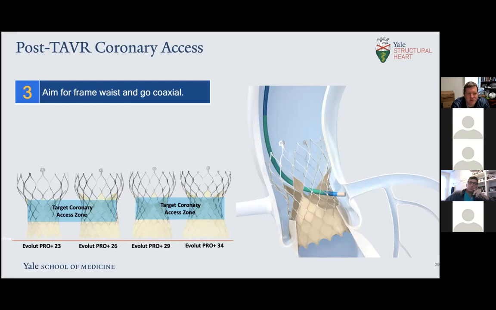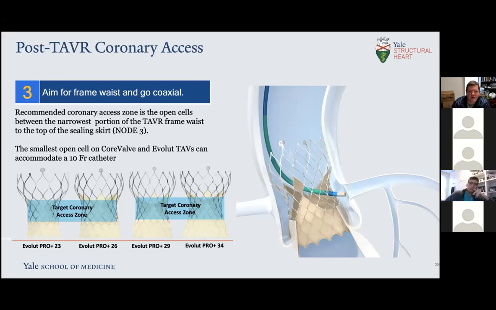Really, in these settings, you need to figure out where this frame is that you're coming from, and you need to aim for that, and you need to be coaxial with the coronary. Starting super high or super low is not going to help you. You're going to end up coming through one of these frames up here, as opposed to coming through where you want to. The cells on the valve are plenty big. You can put a 10 French catheter through them, so you shouldn't have a problem getting through the cell.